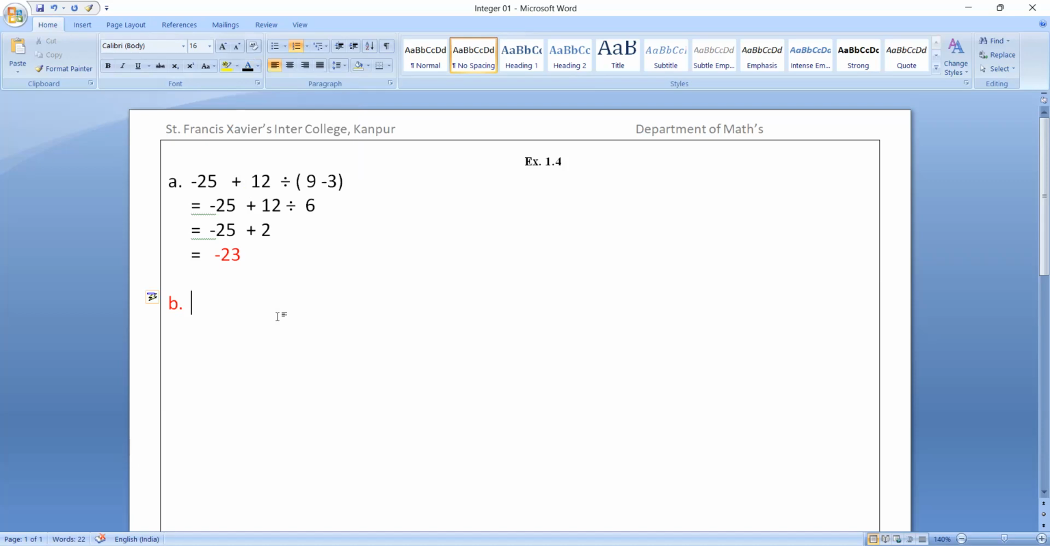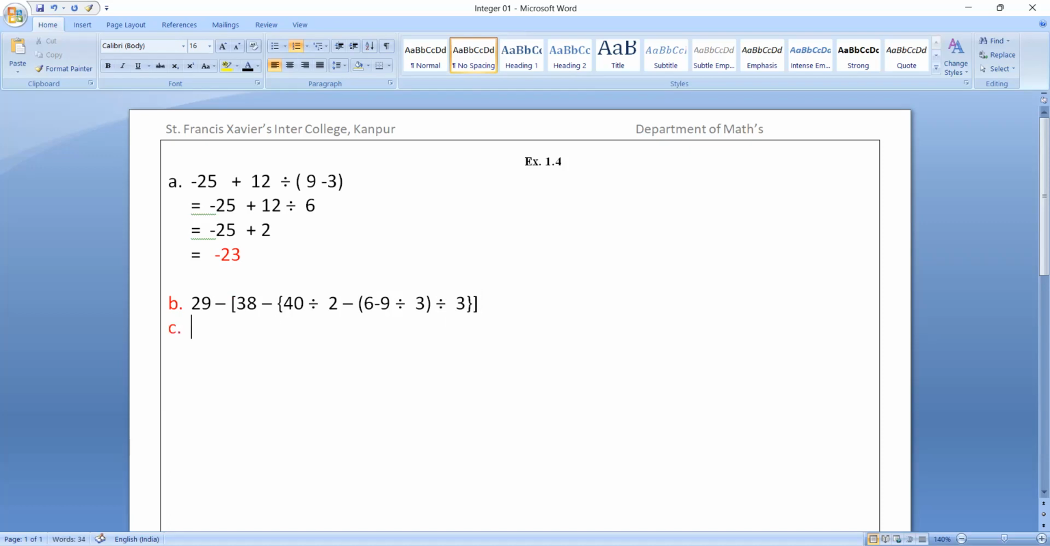Suppose question number B given in exercise 1.4 is: 29 minus the big bracket, 38 minus, under the curly braces, 40 divided by 2 minus 6 minus 9 divided by 3, all divided by 3. So as you can see, this is the equation.